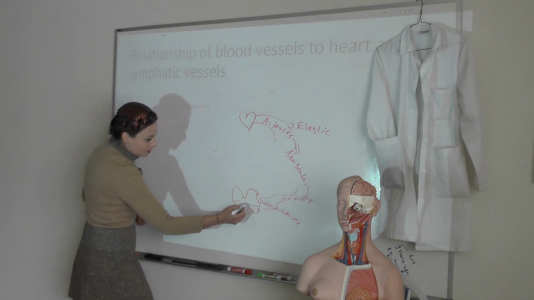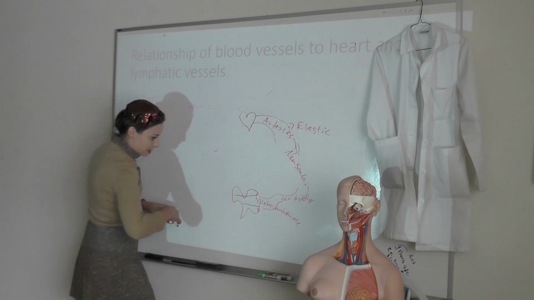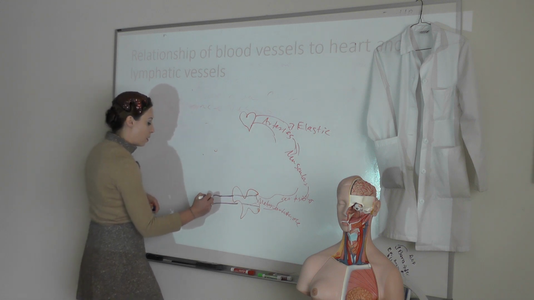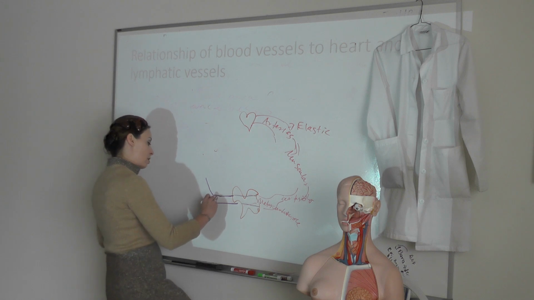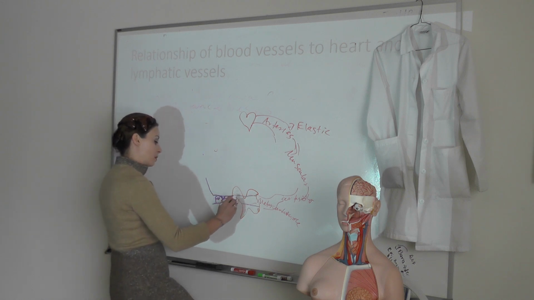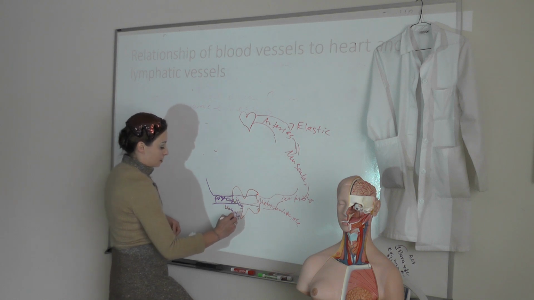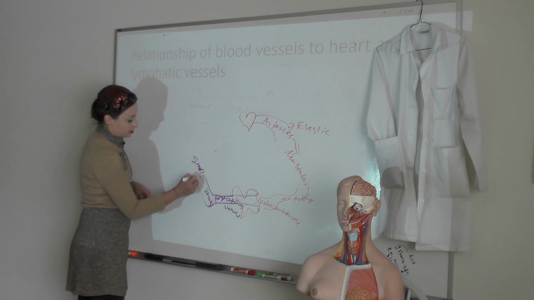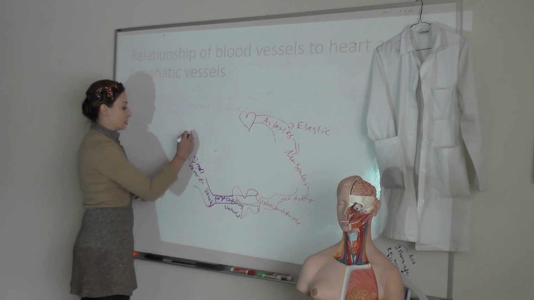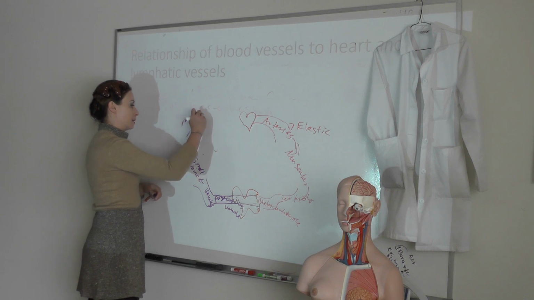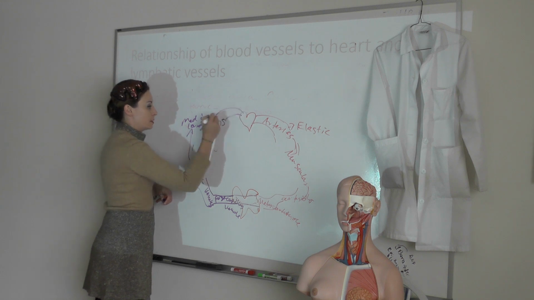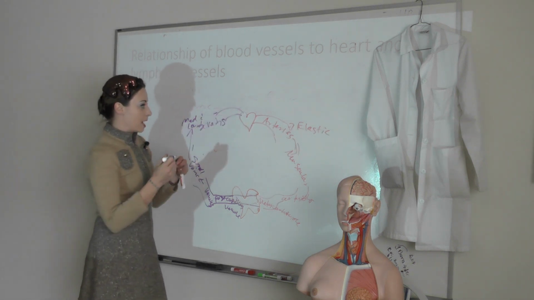Our meta-arteriole could bypass the capillary bed and drain right into a thoroughfare channel. Or we can have capillary nutrient and gas exchange, and then drain into the post-capillary venule. All our little venules are going to converge to become small veins that are going to converge to become medium and large veins. And then those are going to return our blood to the right atrium.